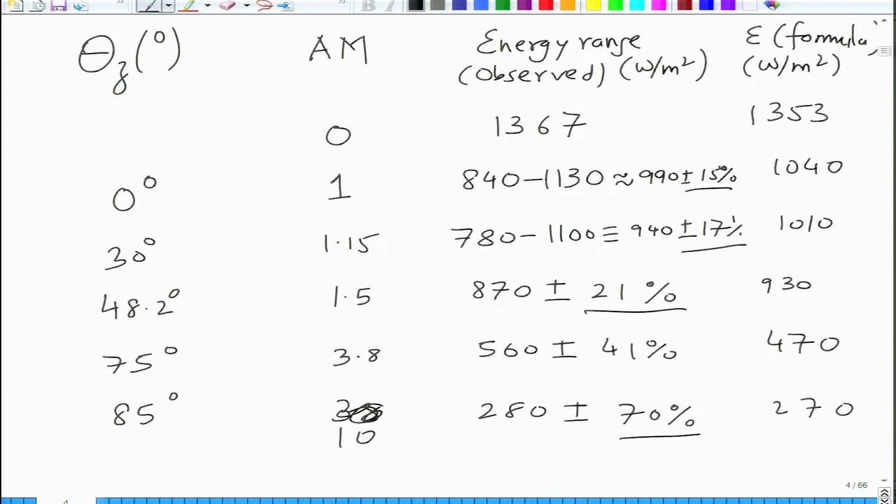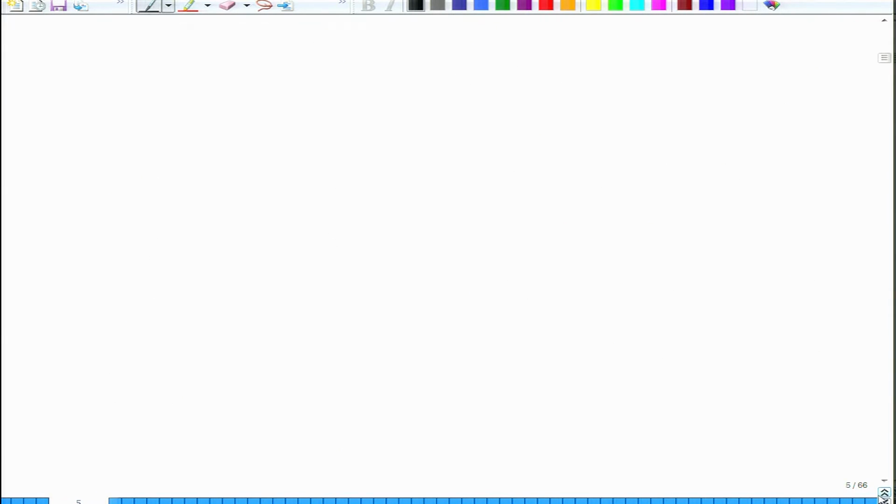So when the path length of the sun increases through the atmosphere, the error, the unpredictability in the values, also increases, because the atmospheric effects become more and more stronger. So the smaller the atmospheric effects are, the better is the predictability of radiation. Now we are going to look at the geometrical relationships.